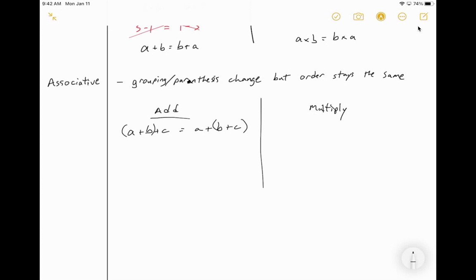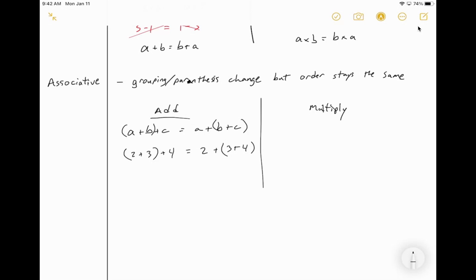So here's an example, so you can see with numbers. Okay. So again, if I did (2 plus 3) plus 4, that's the same thing as 2 plus (3 plus 4). Is that true? Well, yeah. On this one, 5 plus 4 is 9. On this one, 2 plus 7 is also 9. So it works. So the order has to stay the same, but the groupings change. And again, why would you want to do this?